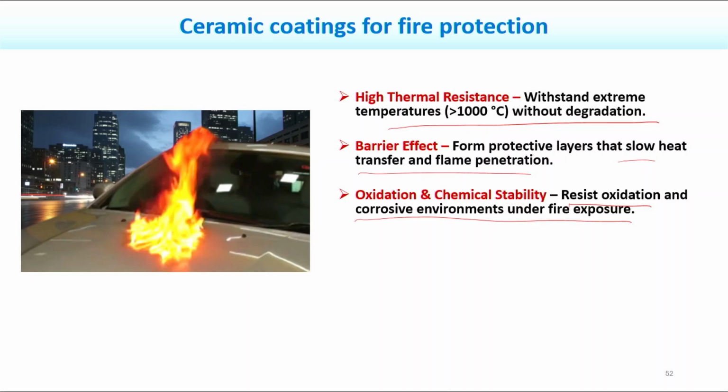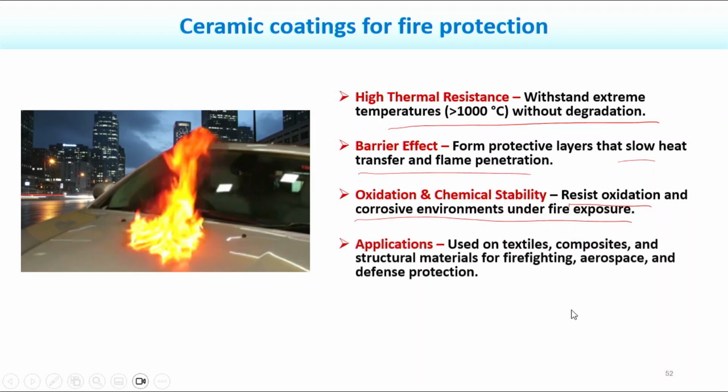Under fire exposure, it helps in reducing oxidation. So the ceramic coating is also one alternative. It is used on textiles, composites and structural materials for firefighter, aerospace and defense applications. Due to its high thermal resistance it acts as a barrier, and it is stable against different types of chemicals and oxidation. For that, ceramic coating is nowadays very popular.